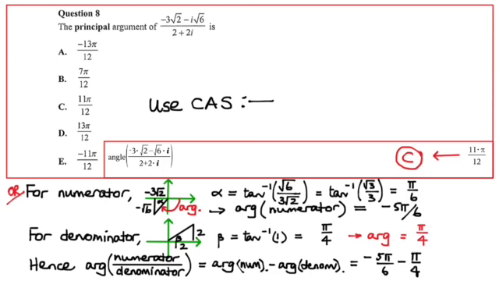Converting them to 12ths, you'll get minus 10 pi on 12 minus 3 pi on 12, which is minus 13 pi on 12, which if you then convert back into principal argument land by adding 2 pi, you will get 11 pi on 12, which is exactly what we got with this little calculator method up here. So the answer is C for you and me. Yippee.